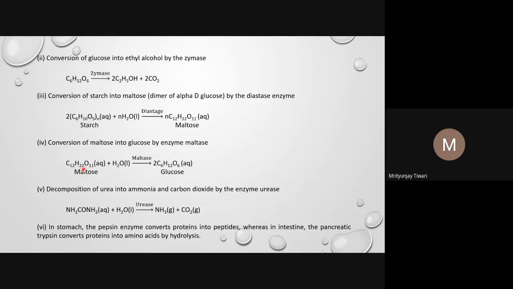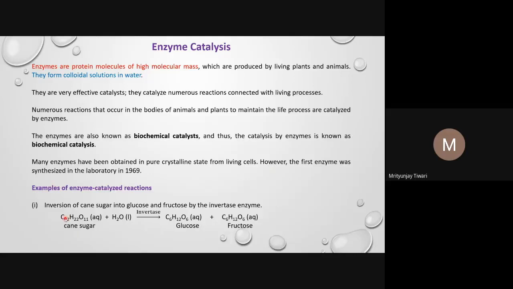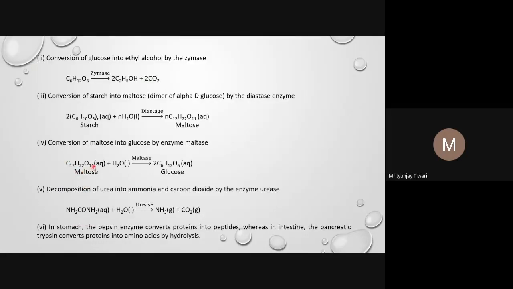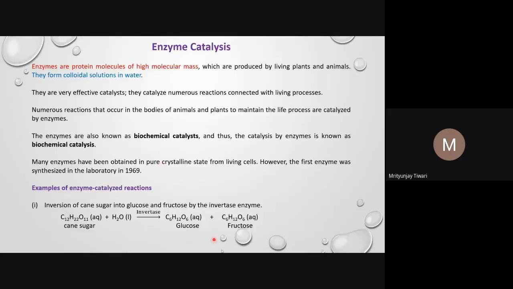So this is maltose. As you can see, the chemical formula of maltose and sucrose, the cane sugar, is the same, C12H22O11, because they are both disaccharides and both made up of hexose sugars. Glucose is a hexose sugar and fructose is also a hexose sugar. Hexose sugar means a monosaccharide containing six carbon atoms. So this is a hexose sugar, it also contains six carbon atoms, and you can see the fructose and glucose.